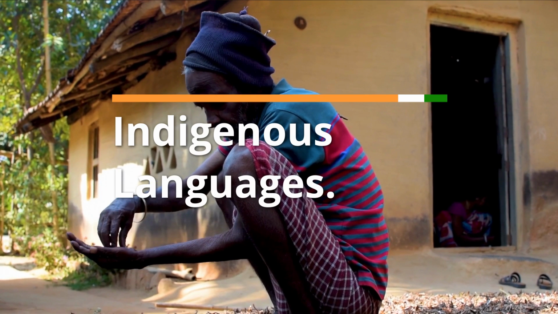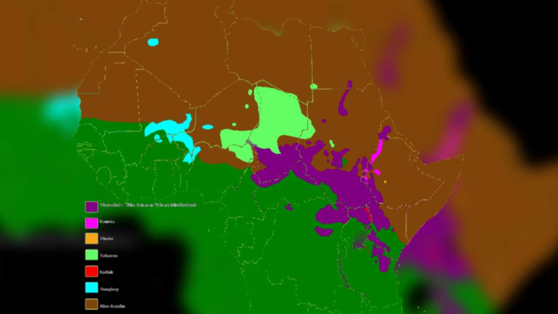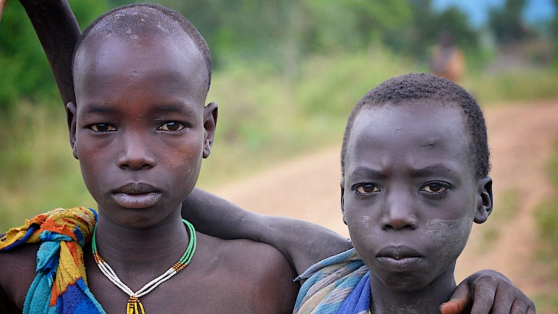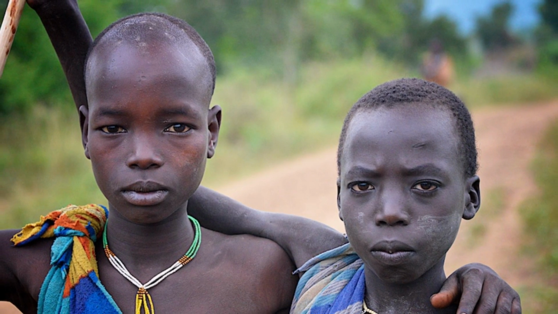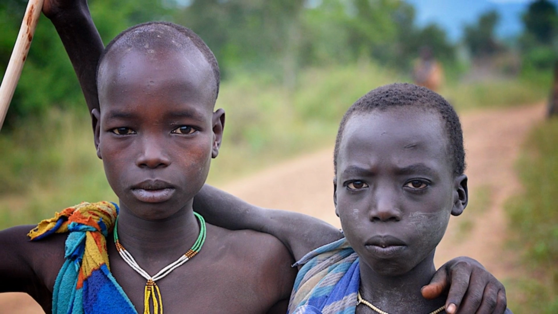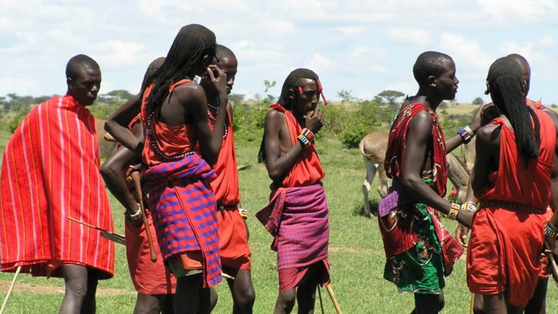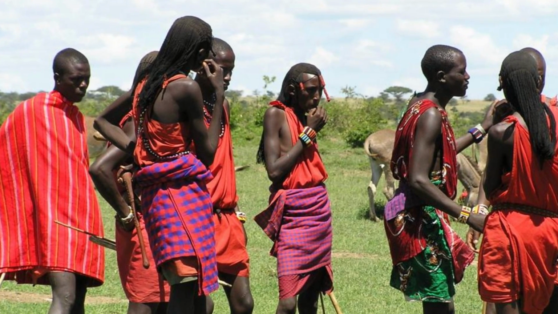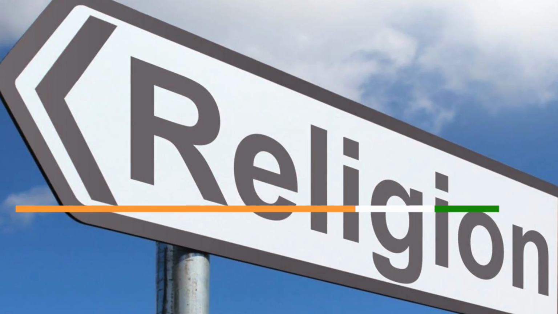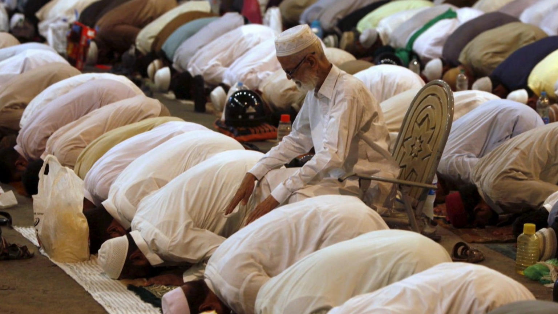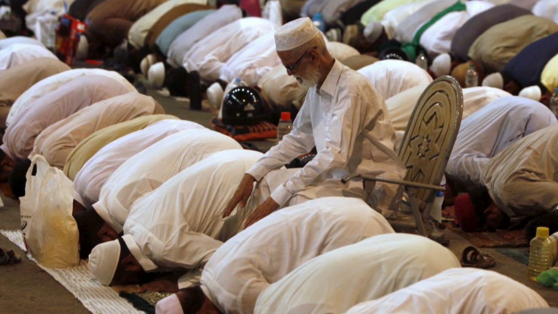Indigenous languages. Over 60 languages are spoken, the majority of which are categorized as Nilo-Saharan. In adjacent nations, some of the languages are spoken. Nuer and Dinka are the most widely spoken languages. There are also a large number of speakers in Bari and Zande. Religion. The majority of the population is made up of Sunni Muslims, with a small number of Christian followers.